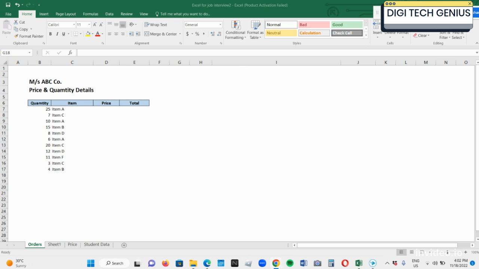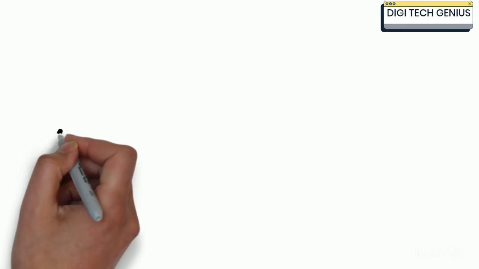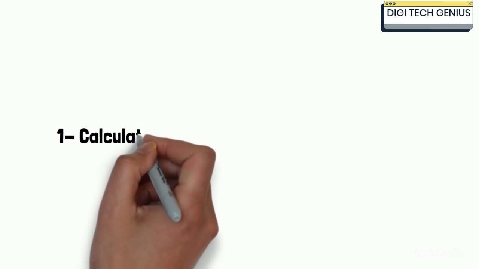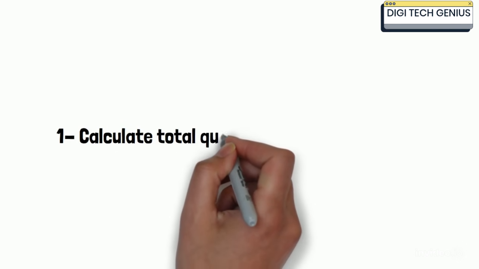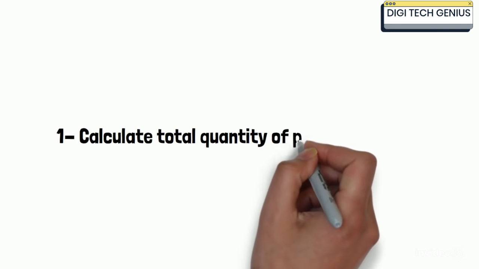Keeping this sheet in view, we will answer different questions which can arise during job interviews. So let's jump into the first question. The first question may be that you are asked to calculate the total quantity of the purchased items, and how you will answer that. Let's jump back to the sheet.